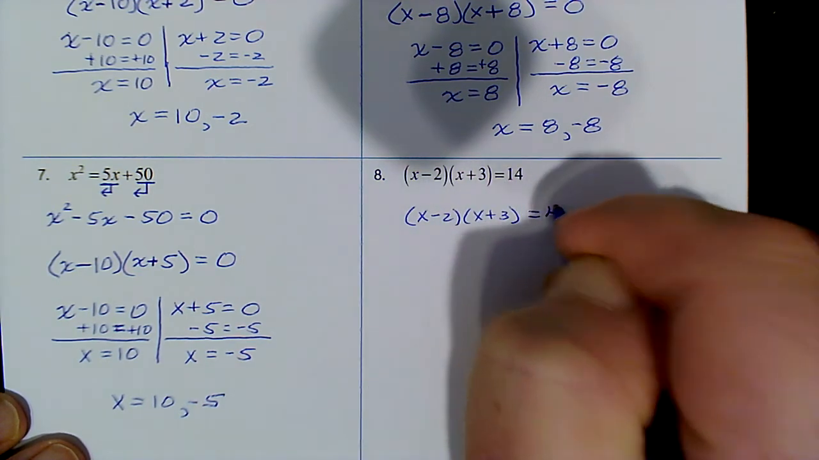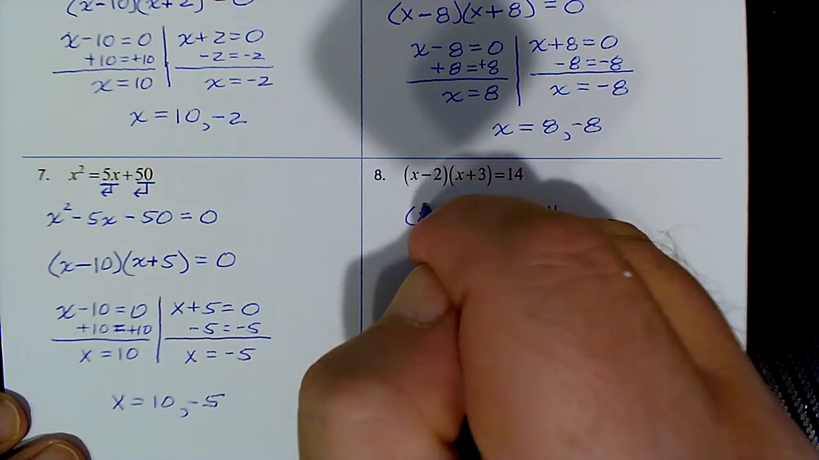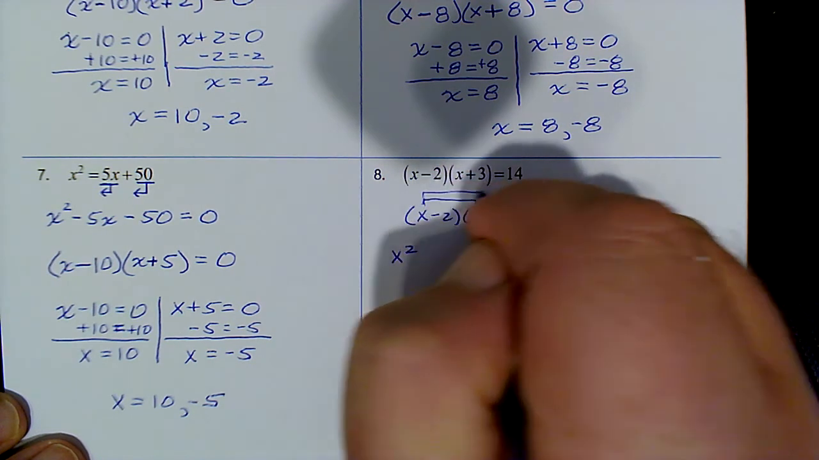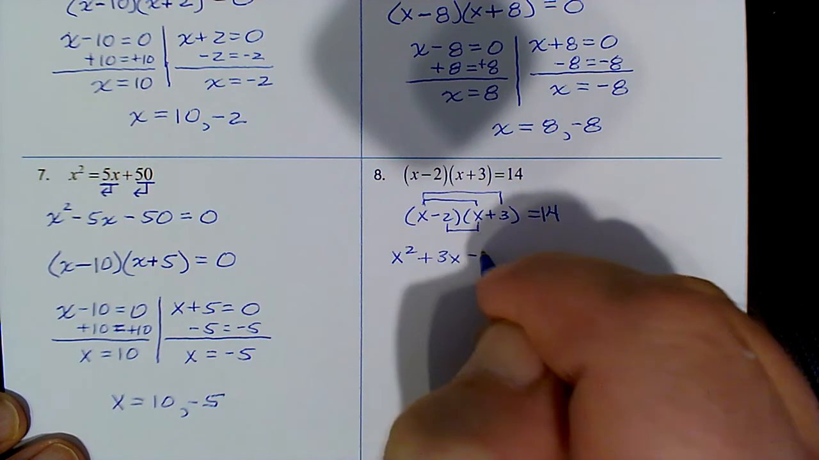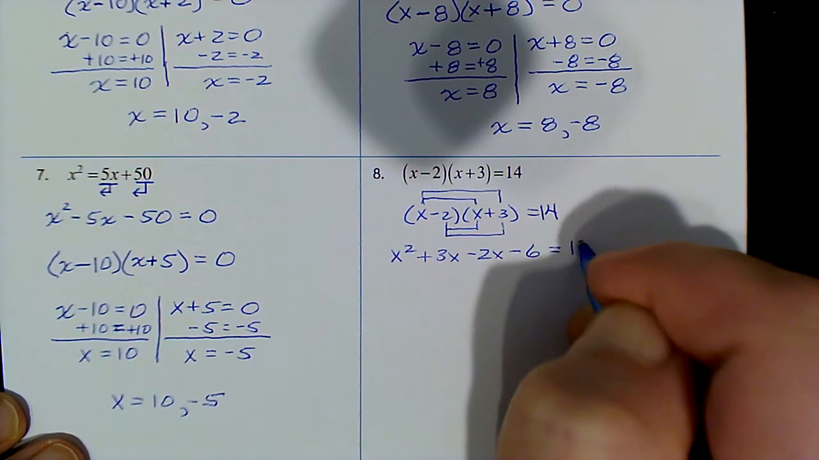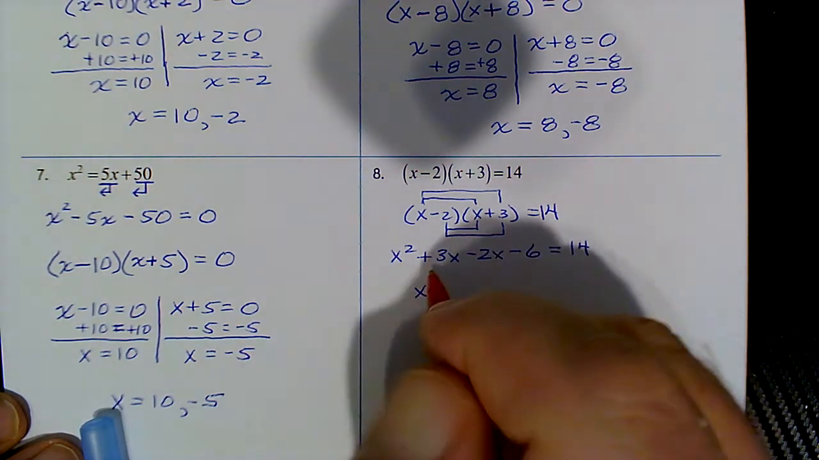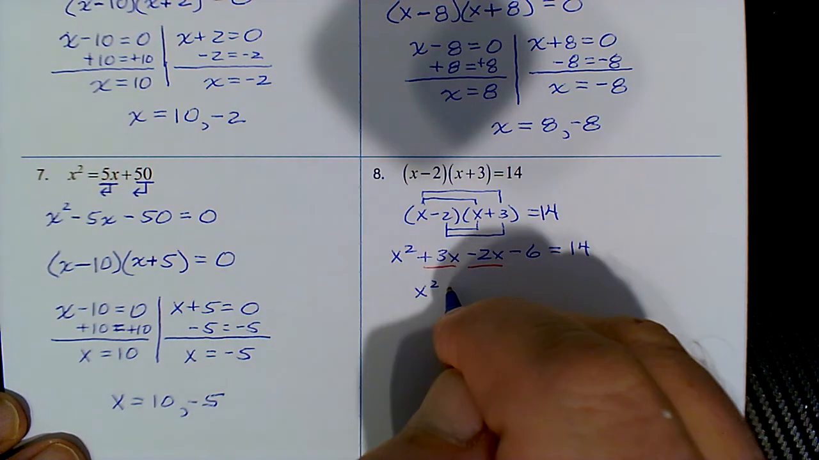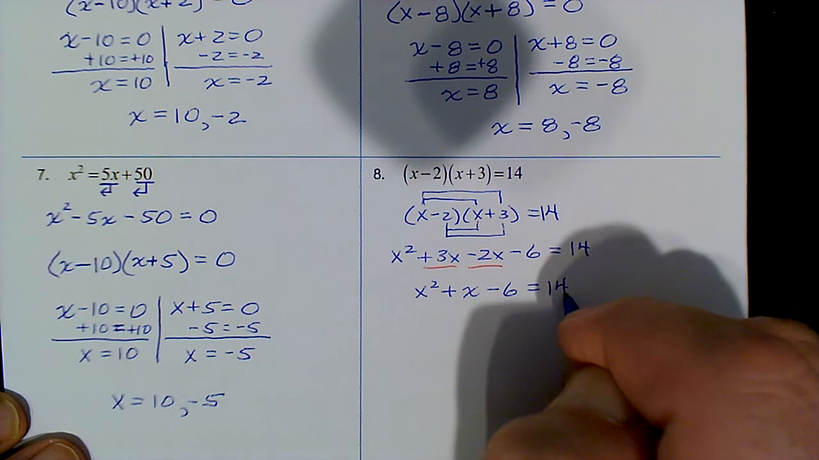What you first have to do to obtain standard form is actually FOIL this out. So we get x squared plus 3x minus 2x minus 6, and that equals the 14. And then combining the inners and the outers, we get x squared plus 1x, or just simply plus x, minus 6 equals 14.